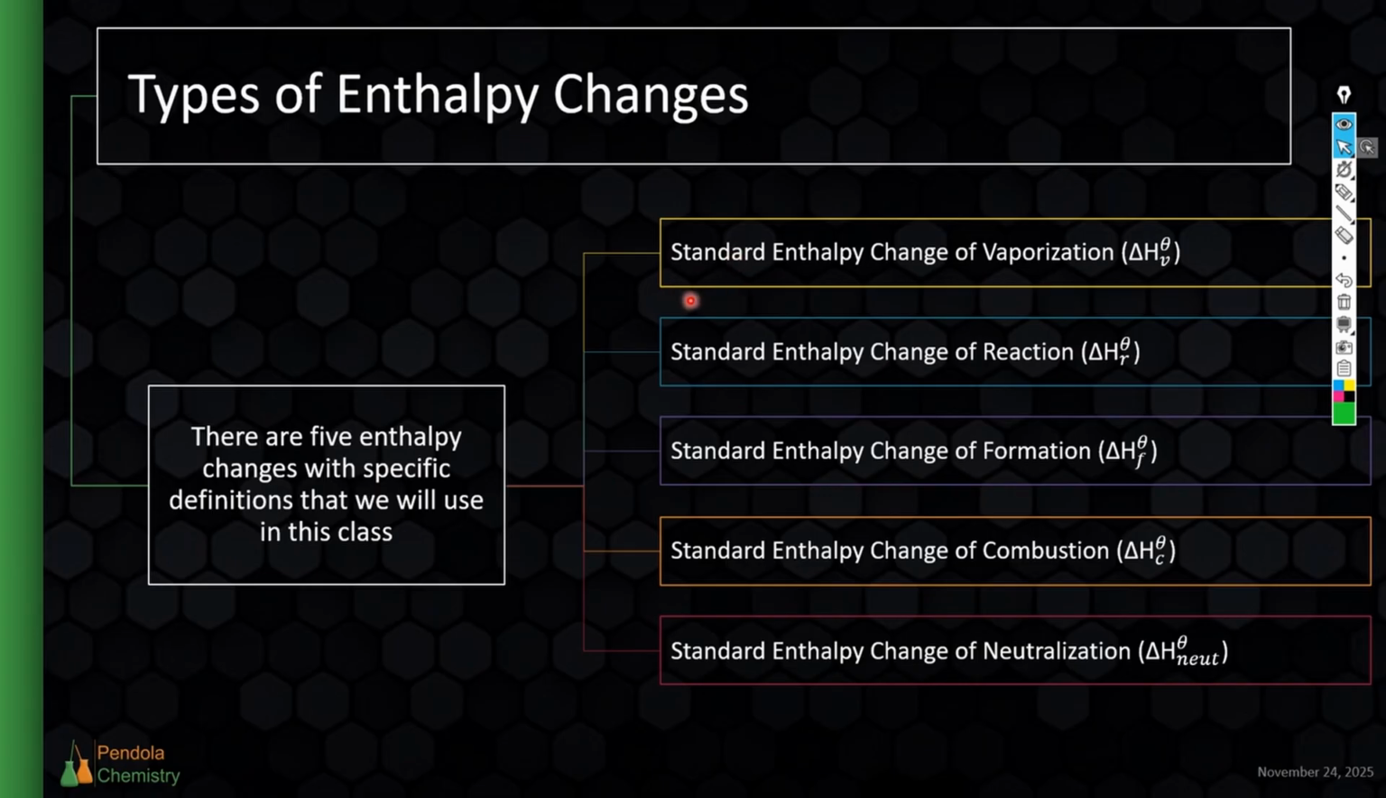We're first going to talk about the standard enthalpy change of vaporization, which is for a physical process. And then we're going to talk about the standard enthalpy change of reaction, which is the most generic for any chemical reaction. Standard enthalpy change of formation, which is for the formation reaction of a specific compound. Standard enthalpy change of combustion, which is for a combustion reaction. And then standard enthalpy change of neutralization, which is for a neutralization reaction.